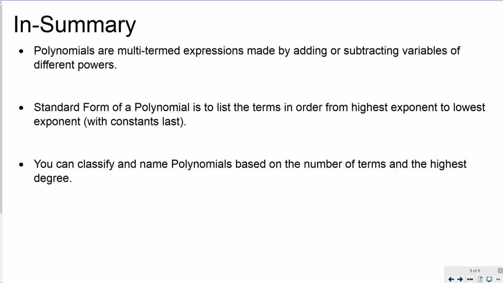So that's it, guys. In summary, polynomials are multi-termed expressions made by adding or subtracting variables of different powers. Standard form of a polynomial is to list the terms in order from the highest exponent to the lowest exponent with all constants at the end. And then you can classify and name polynomials based on the number of terms and the highest degree. The tables for those are in this video. Make sure you get those copied down.